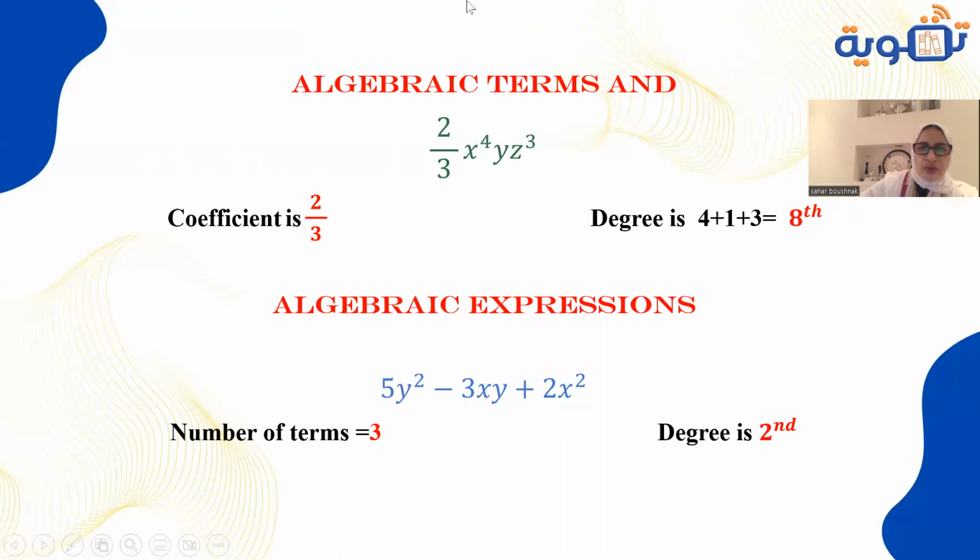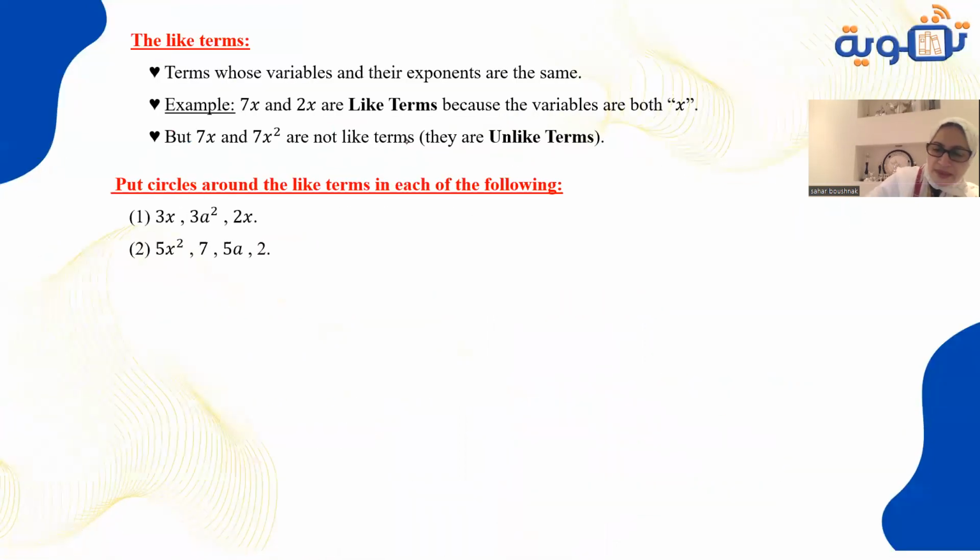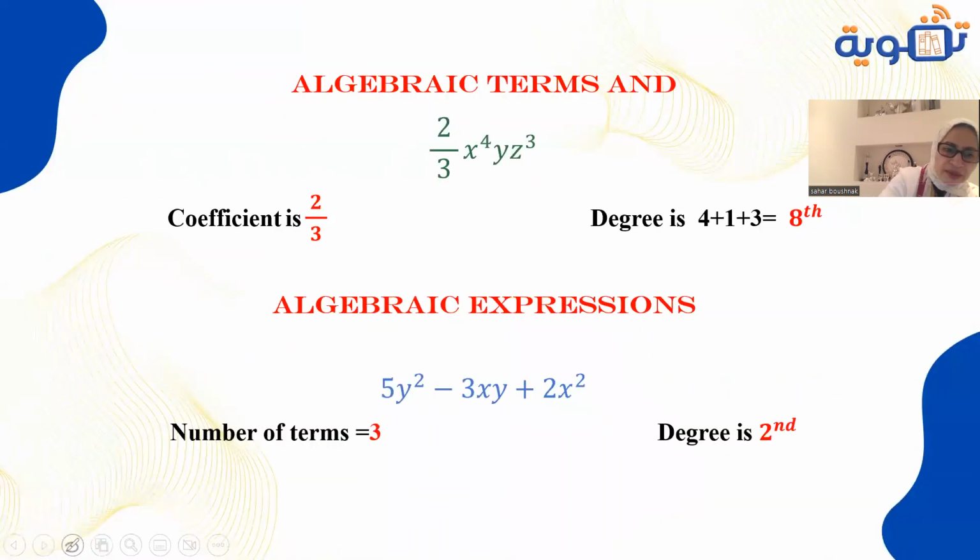Unit 2, we study the algebraic term and the algebraic expression. An algebraic term is a number, whose name is the coefficient, and the variables x, y, z, and so on, multiplied between them. The coefficient is the number beside the variables, with its sign.